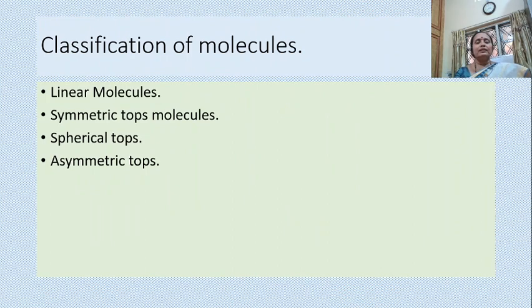Coming to the classification of molecules based on their principal moments of inertia, we have four types of molecules. They are linear molecules, symmetric top molecules, spherical top molecules and asymmetric tops. So these are the four types in which we can classify molecules based on moment of inertia.